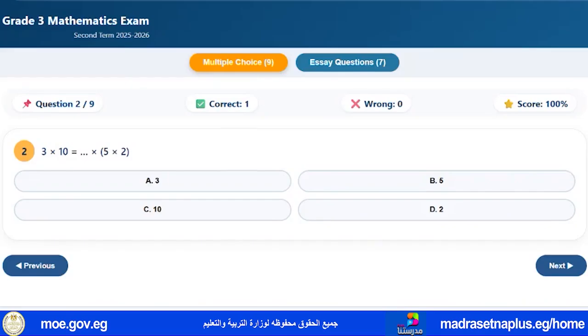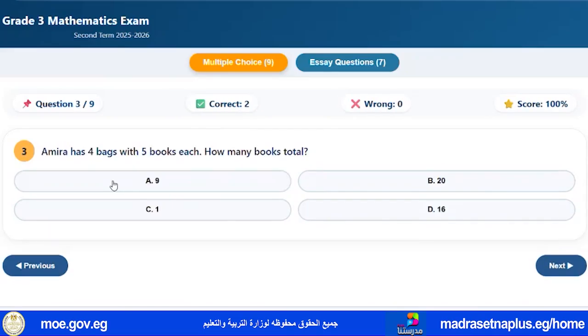Next one, 30 times 10 equals what? Times 5 times 2. You can see 10 equals 5 times 2. So which number is missing? The missing number is 3. Yes.